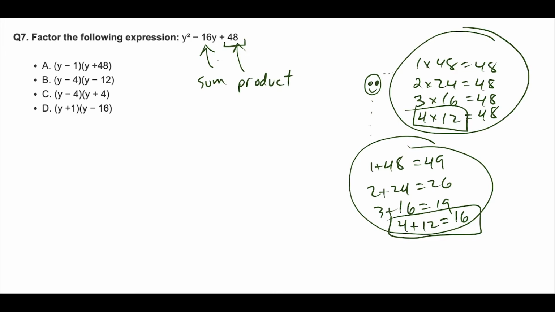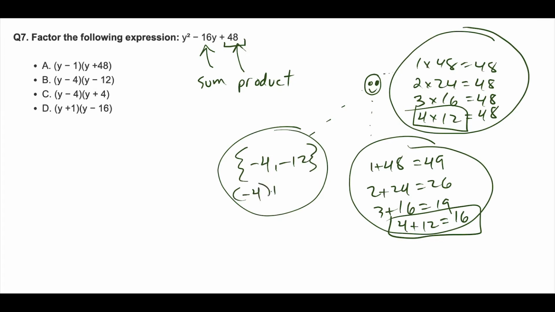However, notice the sum is not positive 16. The sum is negative 16. So what you think about then is that the two numbers are going to be negative 4 and negative 12. Because if you think about it, negative 4 plus negative 12 is going to be equal to negative 16. But when you multiply those two numbers, negative 4 times negative 12 is going to give us the positive 48 that we need. So then what do you do with this negative 4 and negative 12?